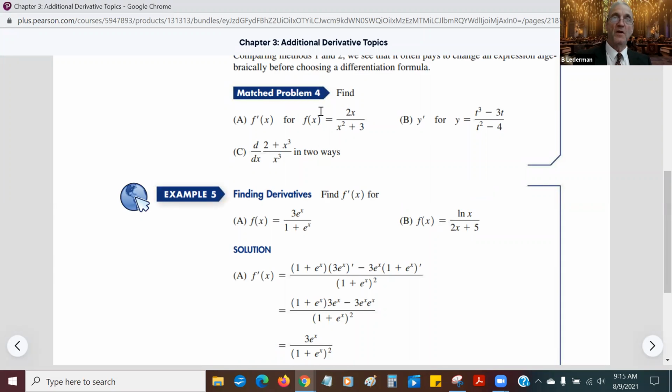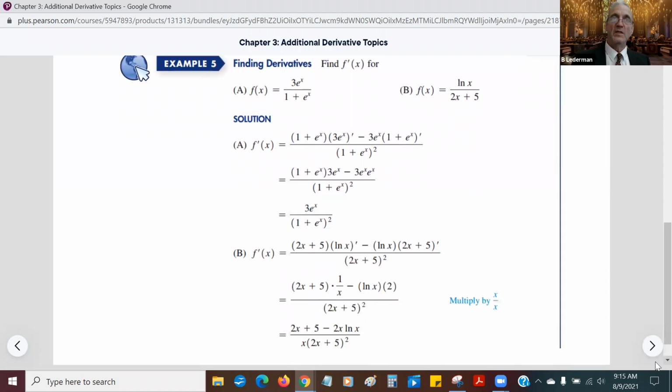So let's find f prime for f of x equal to 2x. Oh, that's a different problem. Oops, wrong one. Example 5. Here we have 3e to the x over 1 plus e to the x, and here we have ln x over 2x plus 5. Again, we're going to use the same quotient rule, but these are just different functions. They're not just polynomials. Let's just do it.